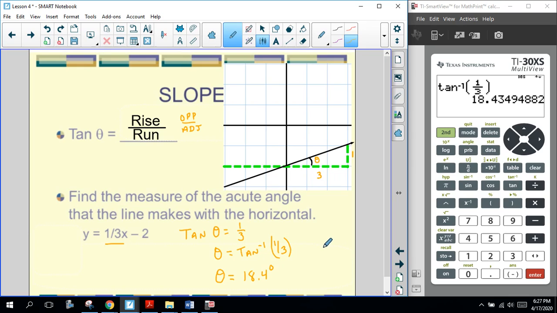So as far as the lesson goes, guys, that's it. A quick recap. Remember, you use the tangent key when you are finding a side length. You're using tan inverse on the calculator when you are finding an angle measure.